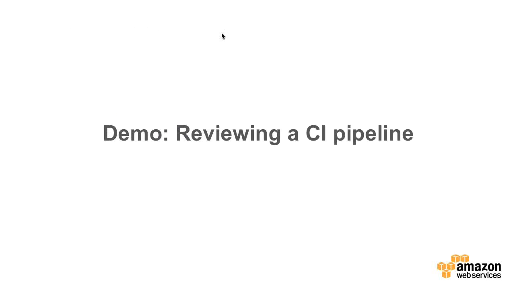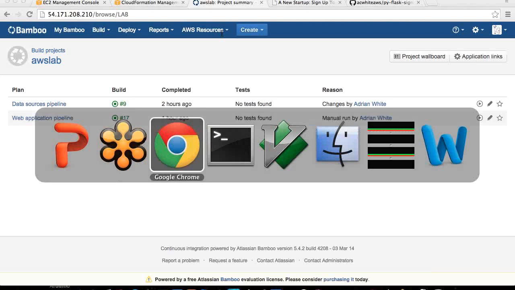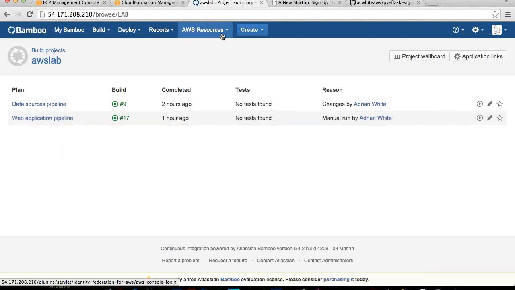So let's make this a little more real and have a look at an actual implementation of a CI pipeline. So I have a Bamboo environment that I've set up prior to today, and I have 2 different pipelines in here. So I'll spend a little bit of time explaining what we're seeing here on the screen. Bamboo has the concept of projects, and inside of those projects, it has the concept of plans or build plans. I have 2 build plans here. One is the data sources pipeline, and one is the web application pipeline.